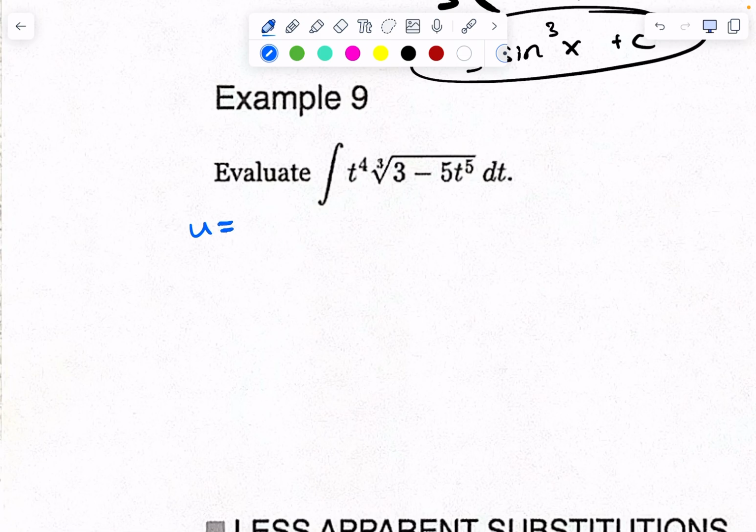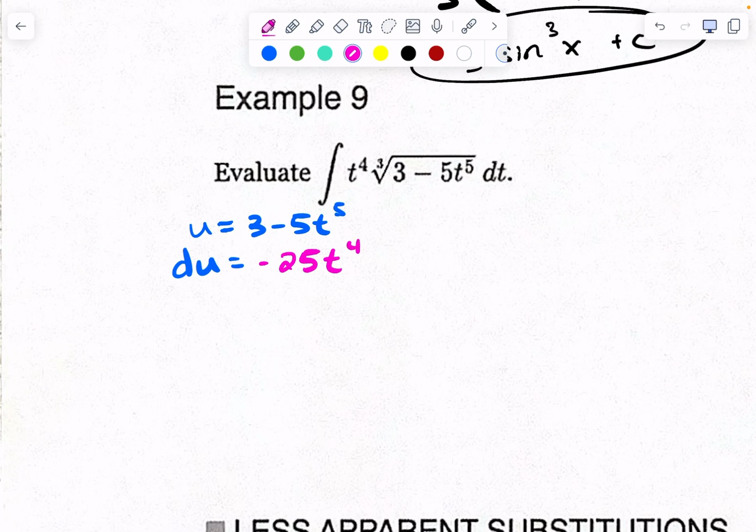All right. Okay, what's u? The cubic root of that stuff. Not the cubic root, just the stuff underneath: 3 minus 5t to the 5th power. It's just the stuff that's inside of the other operation. What's the derivative of that junk? Negative 25t to the 4th.